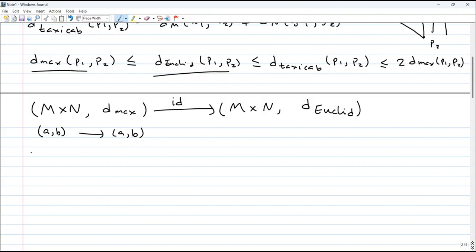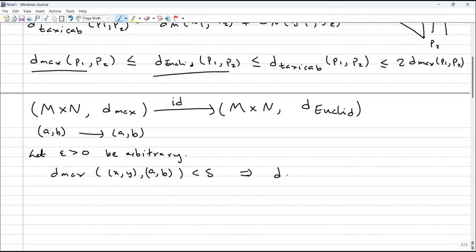Let's use the epsilon delta definition. So let epsilon greater than 0 be arbitrary. And I need to find a delta such that d max of, say, (x, y) and (a, b) less than delta implies d Euclid of (x, y) and (a, b) is less than epsilon. Now epsilon is given, epsilon is fixed, and given epsilon, you should be able to find delta. So can you think of a delta?